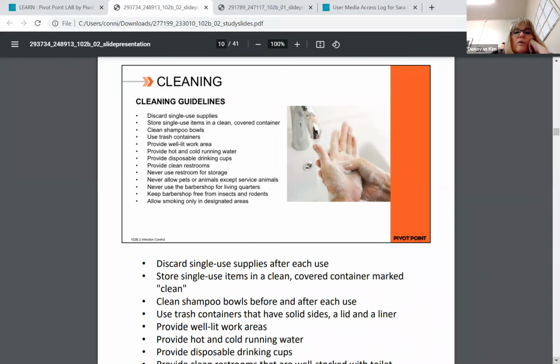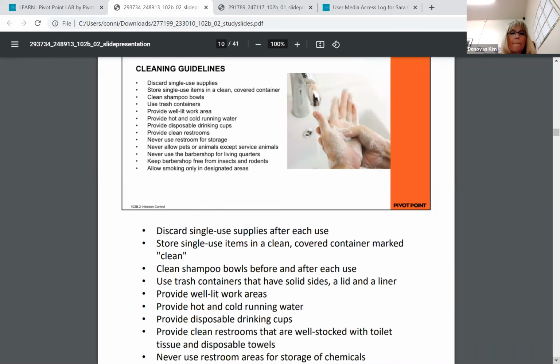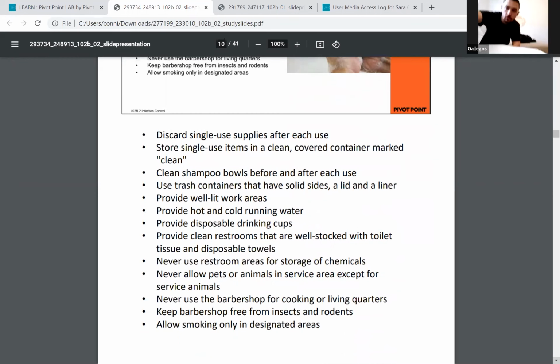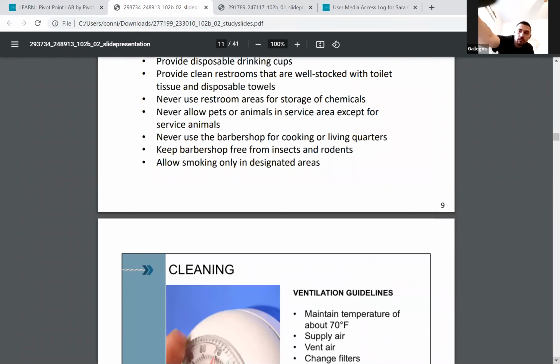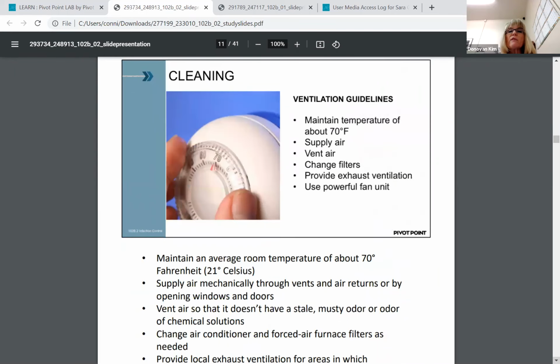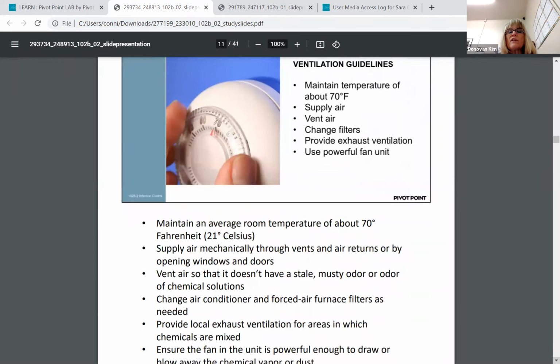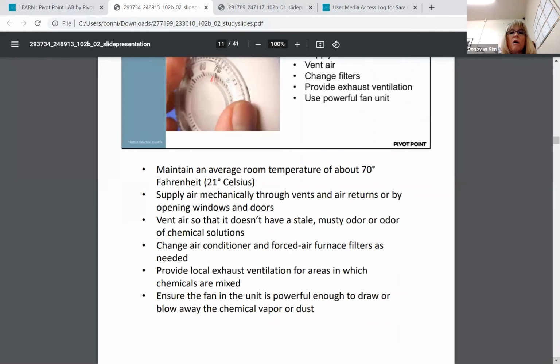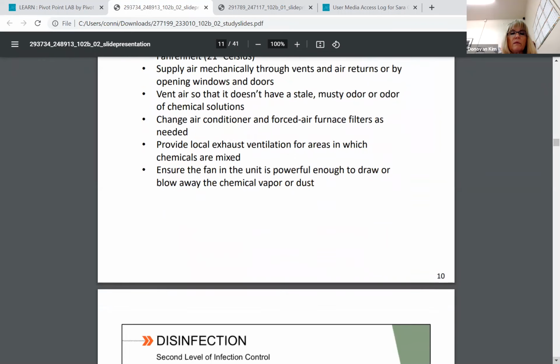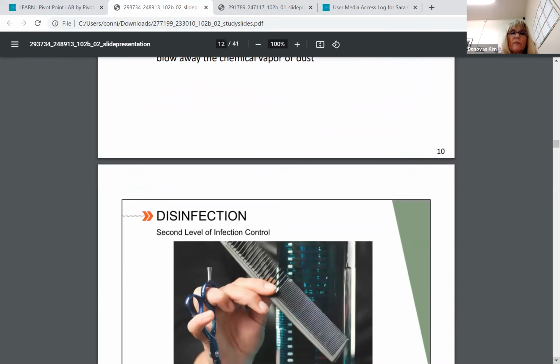We're not supposed to have pets or animals except service animals. You don't want to live in the barber shop, and you want to keep it free from insects and rodents, so no rats running around. And smoking in designated areas only. Smoking is 20 feet from the door. Okay, so you want to maintain a temperature of about 70 degrees. Change the filters, and provide exhaust ventilation if you're using something that has a chemical smell. Okay, so that's your cleaning.